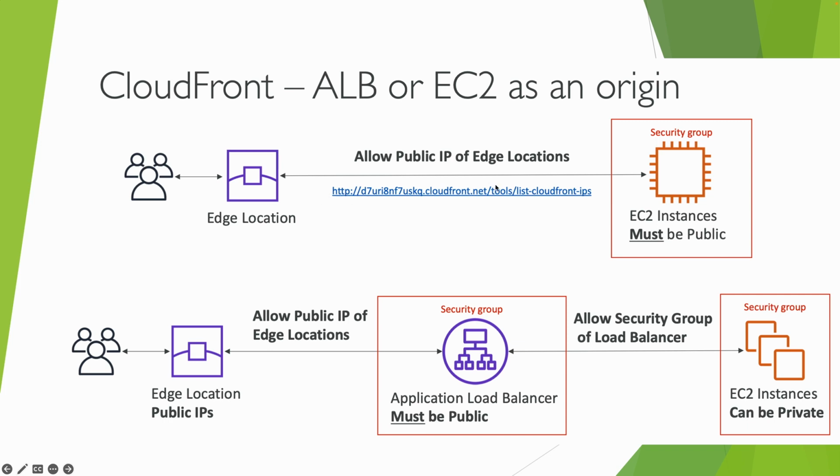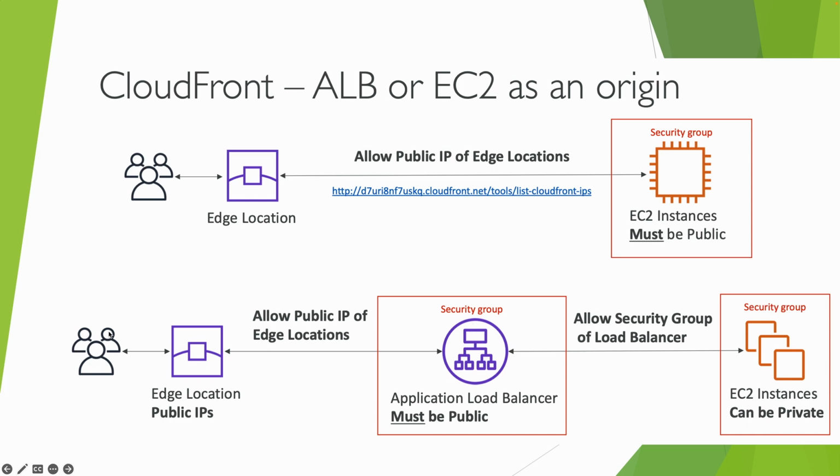So here is the URL where you will get the list of CloudFront IPs, and you take all the IPs and add them in your security group. Similarly, while using the application load balancer also, you need to allow all the public IPs of edge locations in your load balancer security group, so that this load balancer will allow all the traffic from your edge locations, because the edge locations are the things which are hitting the application load balancers and getting the data.